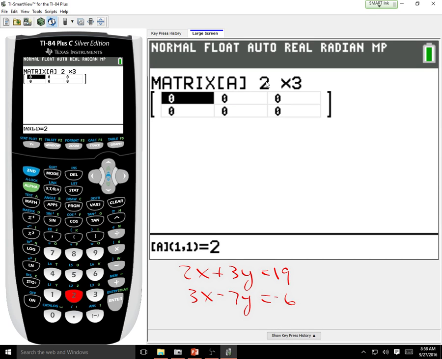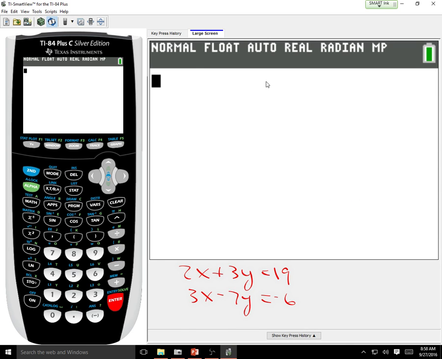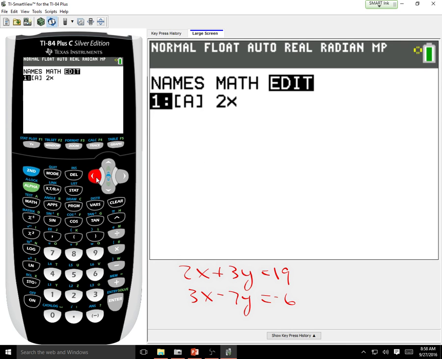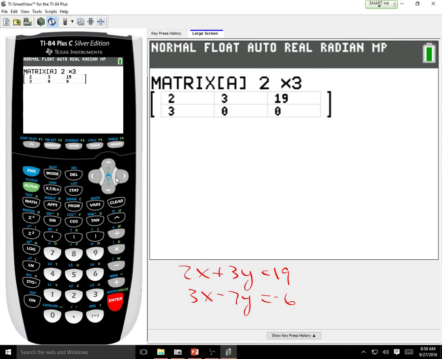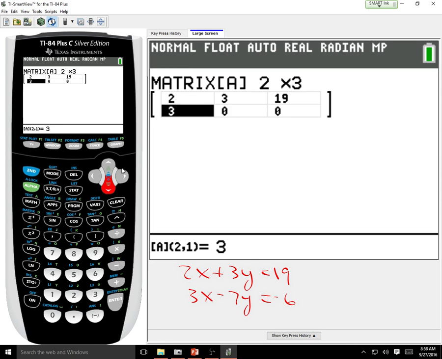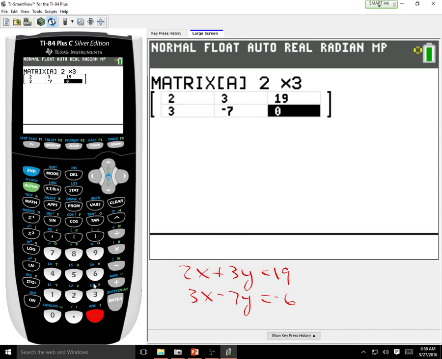So 2 goes here. So 2, 3, 19, 3, negative 7, negative 6. Well, what did I do? It didn't like my negative? Oh, okay, so negative 7 and negative 6. Steve, we good so far still? Okay, everyone still good? All right, here comes the magic. Second quit.